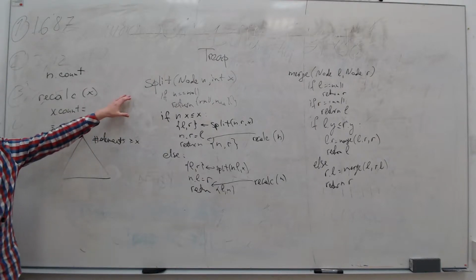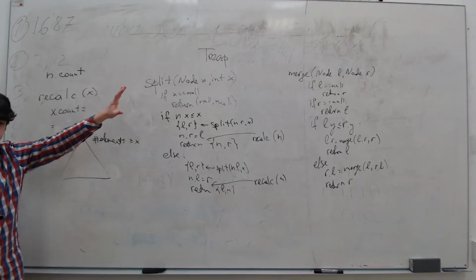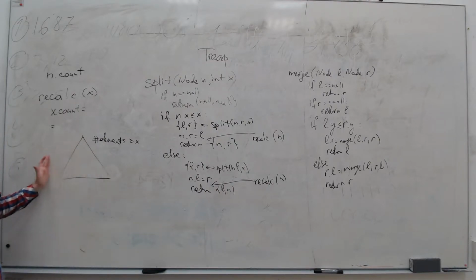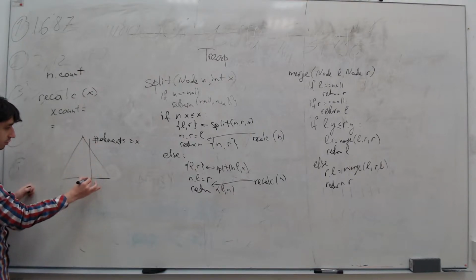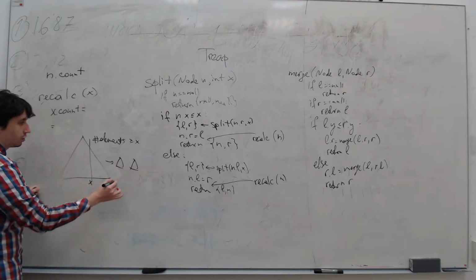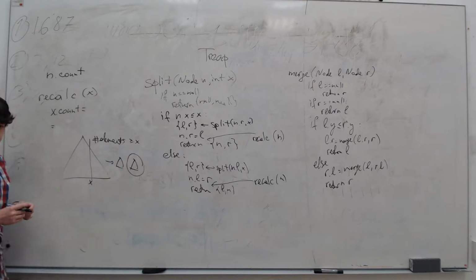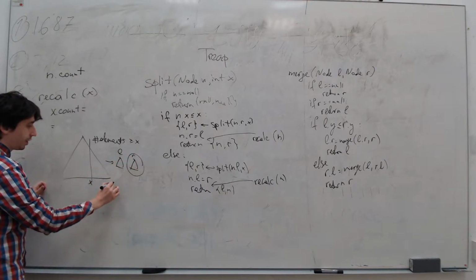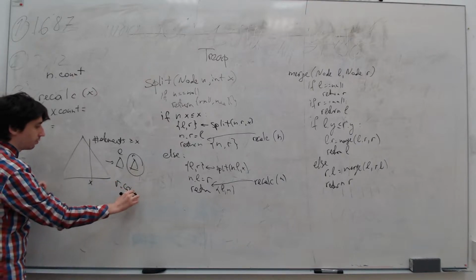No, I'm asking for the simple solution. Suppose you are given split and merge that already count everything for you. How to simply solve this problem? You just split by x, you get two trees, and you ask the count of this subtree. We have L, R, and the answer will be R dot count.